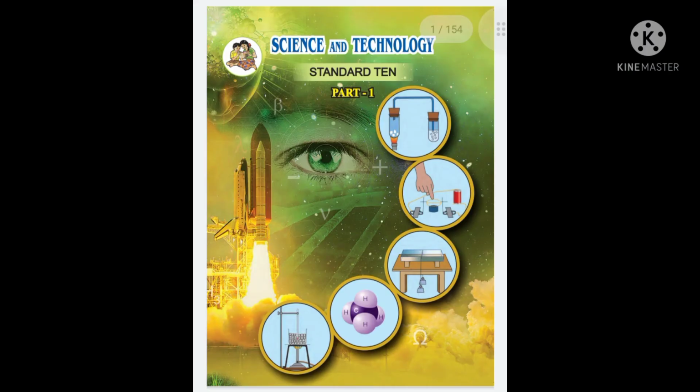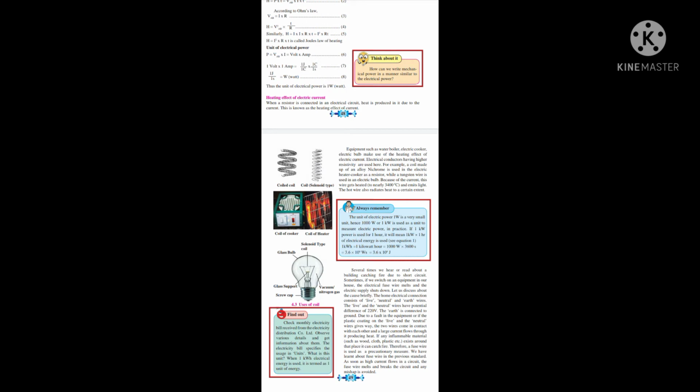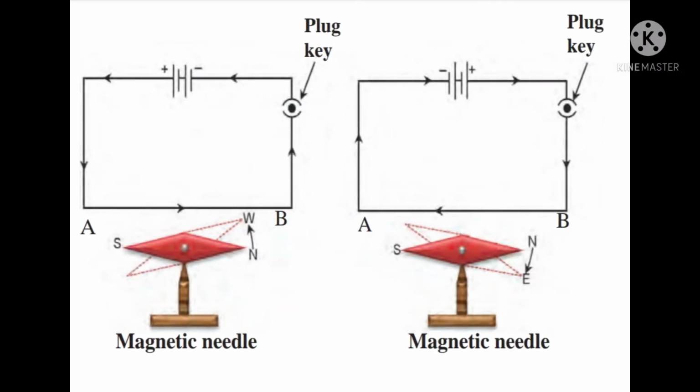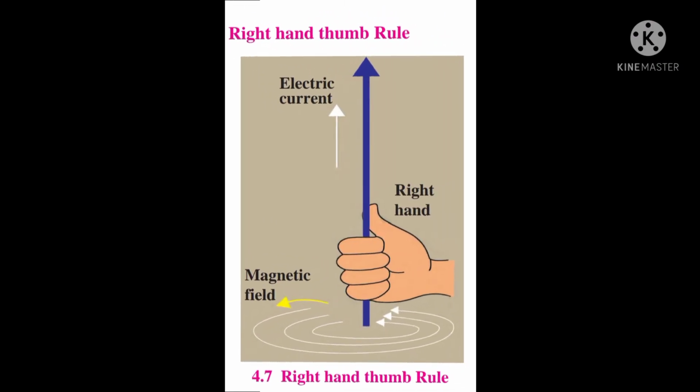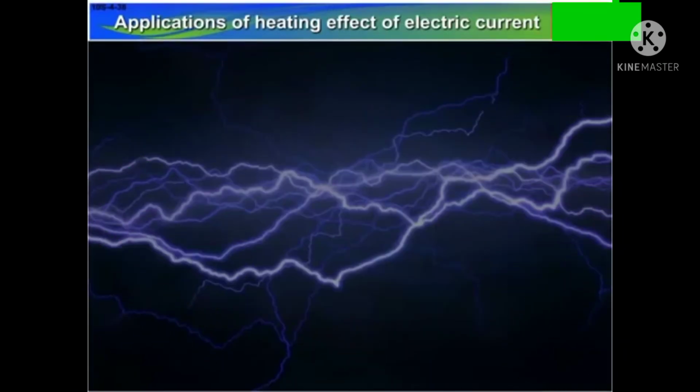Today, we are going to study Science 1. In that, we will study the next few topics of lesson number 4, effects of electric current. That is, heating effect of electric current, magnetic effects of electric current, and right hand thumb rule. Let's study heating effect of electric current and application of heating effect of electric current.